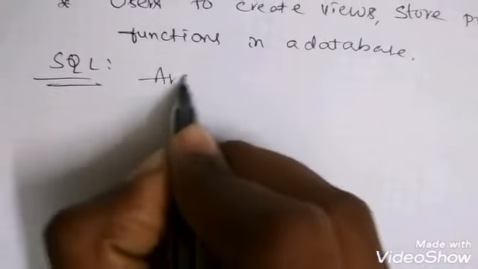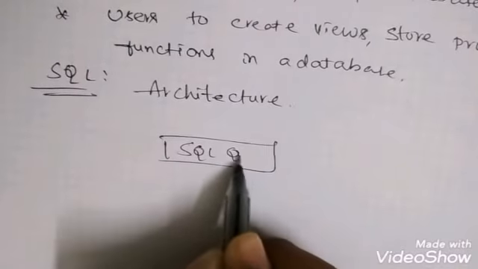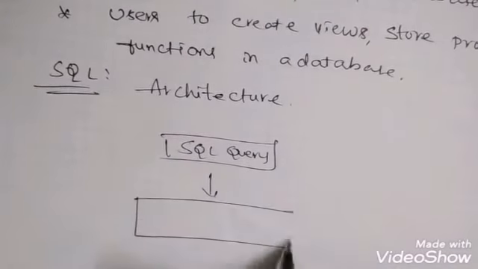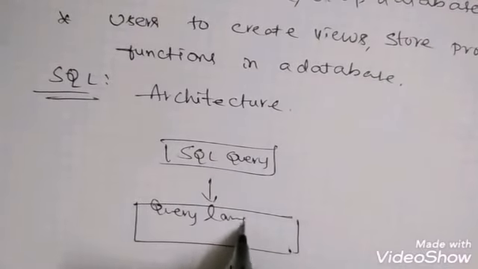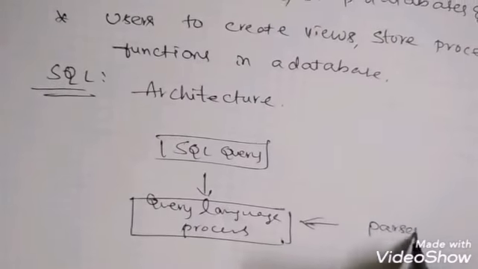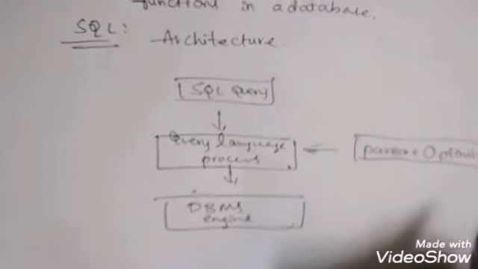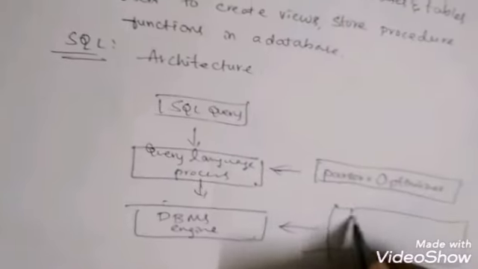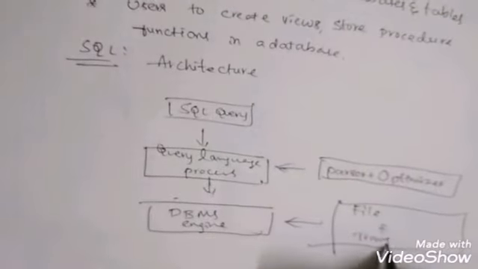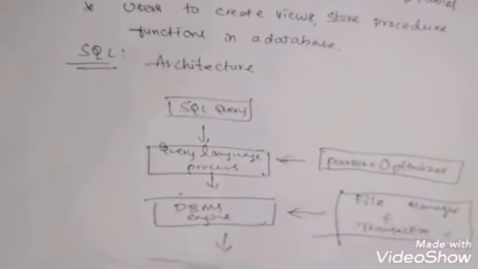SQL architecture. SQL architecture will be like this: SQL query, and it will get into the query language processor, where we use a parser and optimizer to convert that code into machine level code, and it is stored in the database management engine in the form of a file manager and transaction manager. And again it's stored in a physical database.